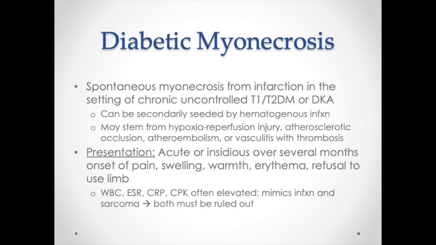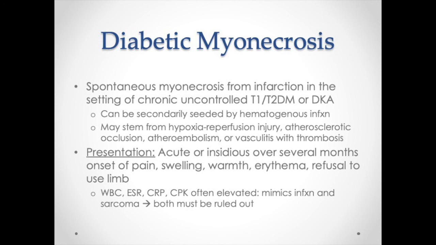Diabetic myonecrosis is a spontaneous myonecrosis from infarction of the muscle in the setting of chronic uncontrolled type 1 or 2 diabetes mellitus or in the setting of diabetic ketoacidosis. They can be secondarily seeded by hematogenous infection, and they may stem from hypoxia reperfusion injury, atherosclerotic occlusion, atheroembolism, or vasculitis with thrombosis. Presentation is typically acute or insidious over several months, onset of pain, swelling, warmth, erythema, and even refusal to use the limb because of pain.